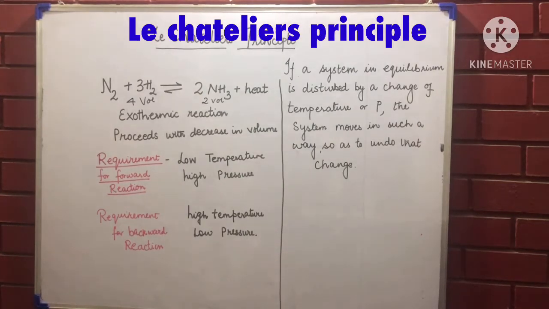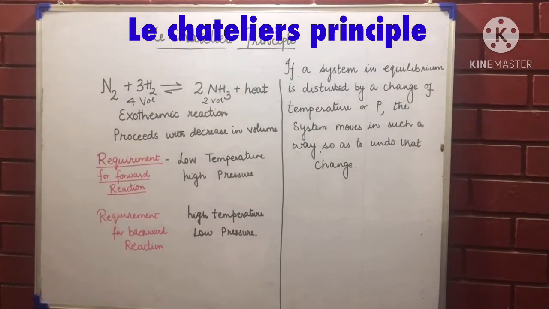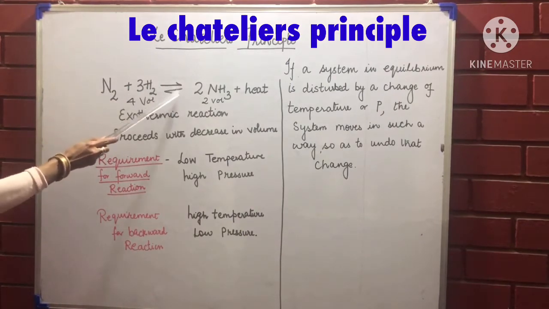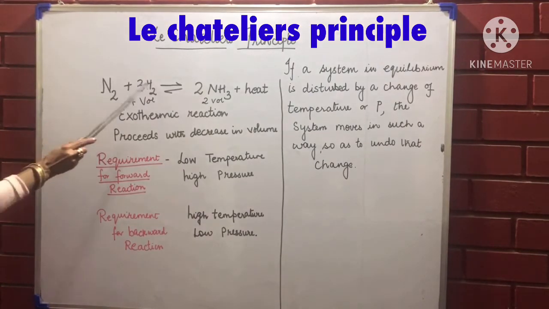Le Chatelier's principle states that if a system is in equilibrium and it is disturbed by a change of temperature or pressure, the system moves in such a way so as to undo that change. What does it mean? Suppose I have this system in equilibrium: nitrogen plus hydrogen gives ammonia. It is a reversible reaction, and it comes to a state of equilibrium. That is, the forward reaction is equal to the backward reaction.